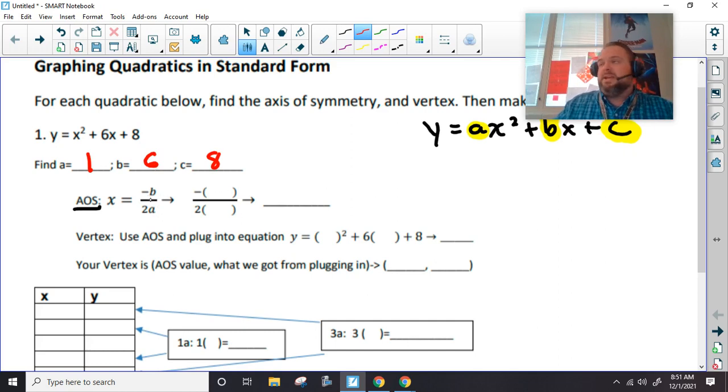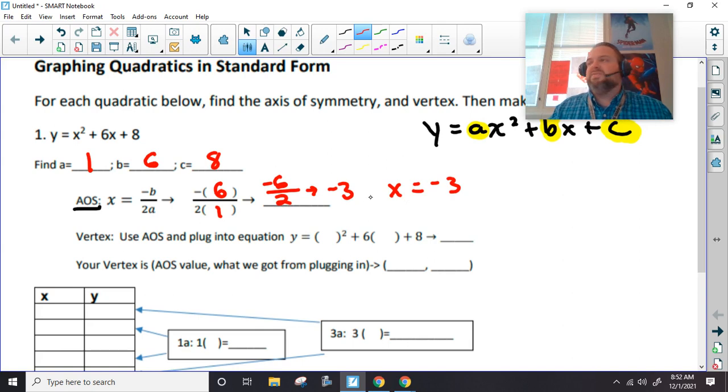This is our formula, the negative b over 2a. So we're going to plug in 6 right here, and we're going to plug in 1 right here. Okay. So what is negative times 6? Negative 6. Awesome. What is 2 times 1? 2. And what is negative 6 divided by 2? Yeah, negative 3. All right. That's your answer. You will also see it written as x equals negative 3. Either one is fine. Okay.